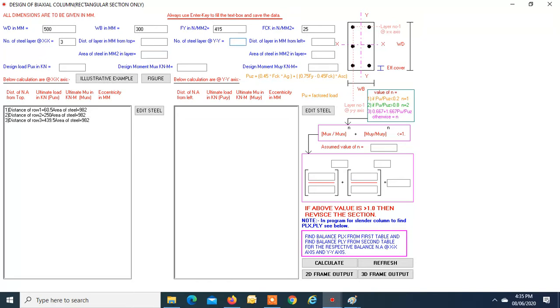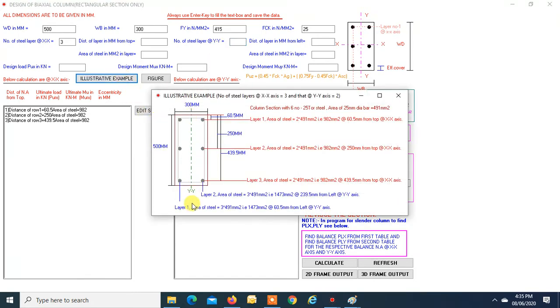Now we have to give the data for all the steel layers about the y axis. So this is our y axis. There are two layers of steel, layer 1 and layer 2. The first layer is at 60.5 mm, and the area of steel turns out to be 1473.